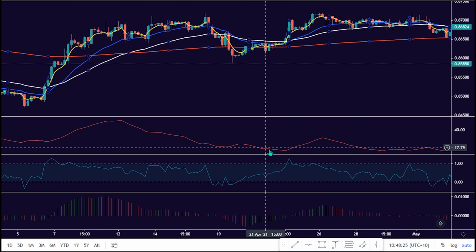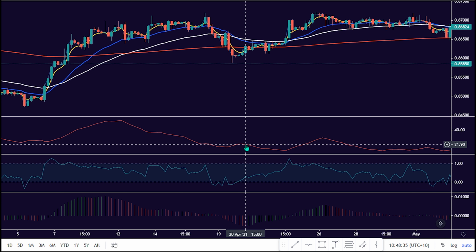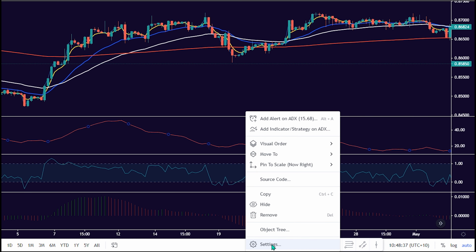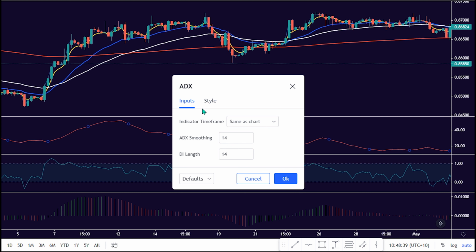The second indicator is the red line here, which is the ADX indicator. Let's check the parameter settings. Here are the ADX default parameter settings of 14 for the ADX smoothing and DI length of 14.